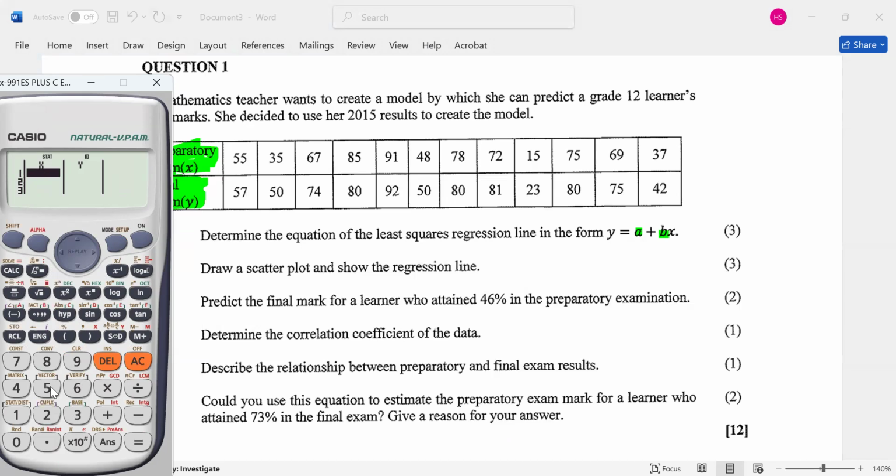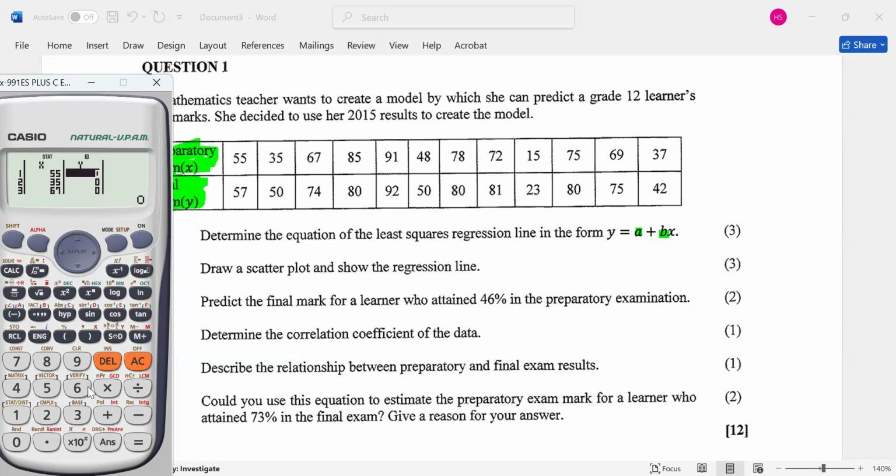Then we enter the x values: 55, 85, 67, 85, 91, 48, 78, 72, 15, 75, 69, 37. Okay, and then we shift to the other row to go upwards.